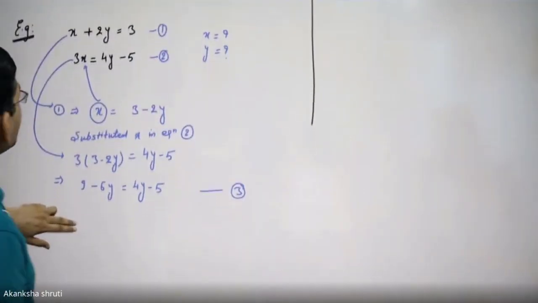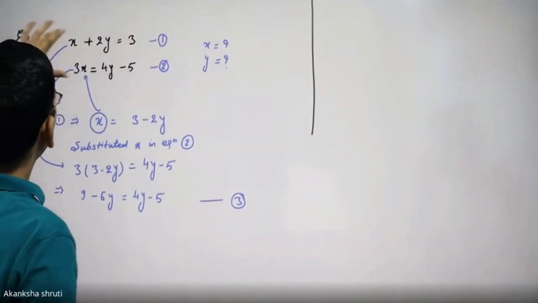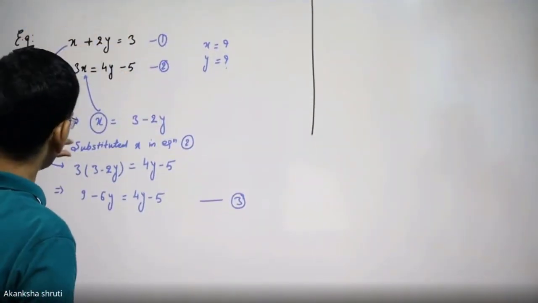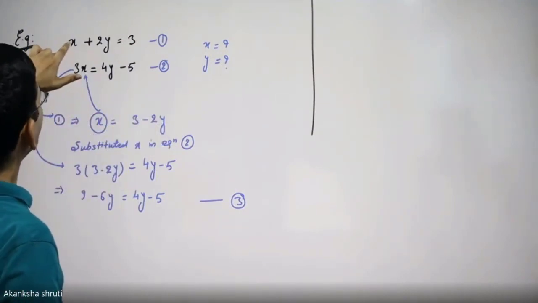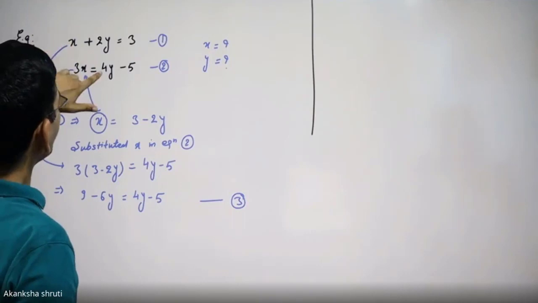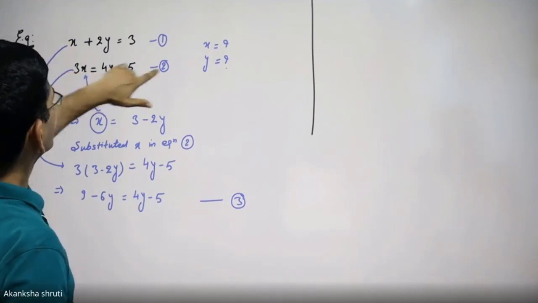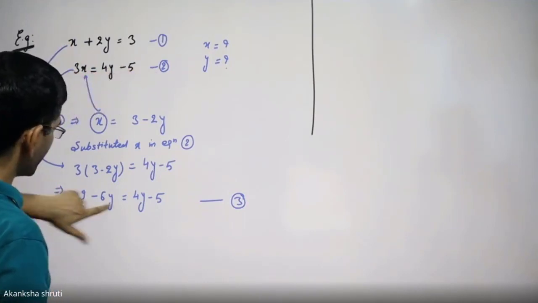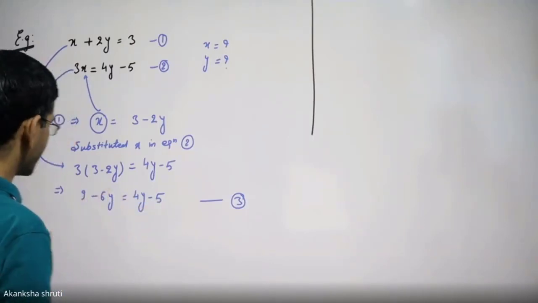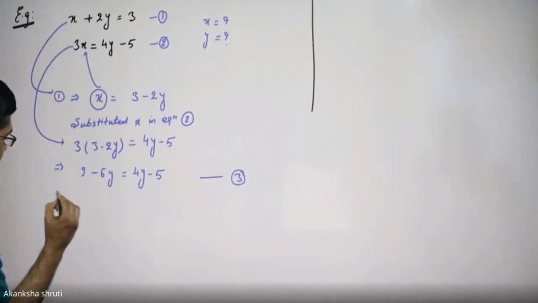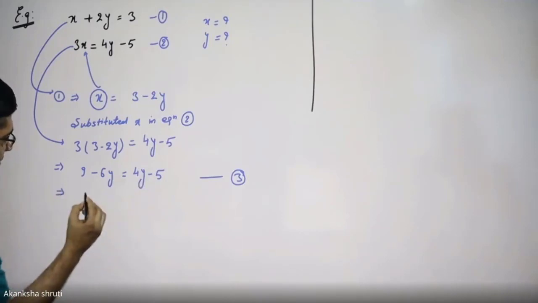So ultimately, by manipulating, or by certain multiplication, or by the substitution of one variable from one equation into the other equation, we are getting a linear equation in one variable, and from here we will get the value of y. So let us continue from here.